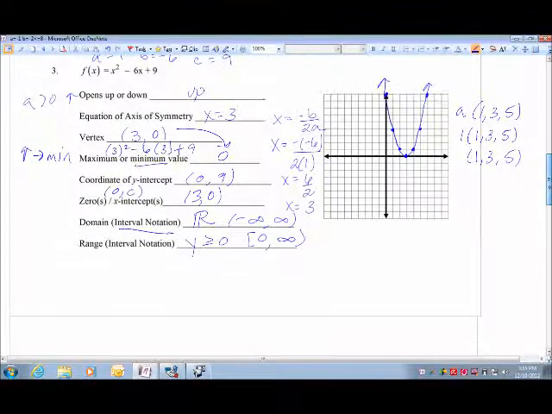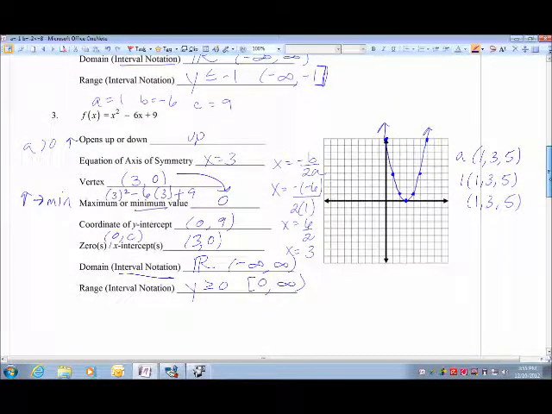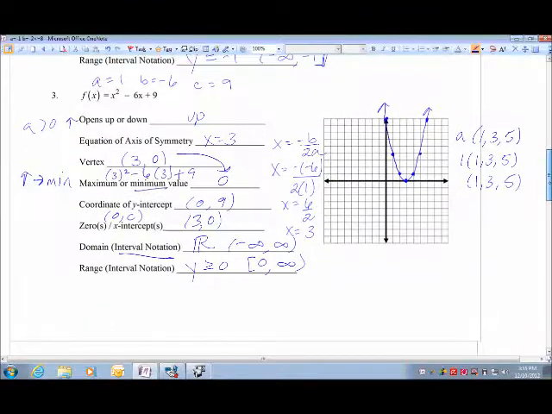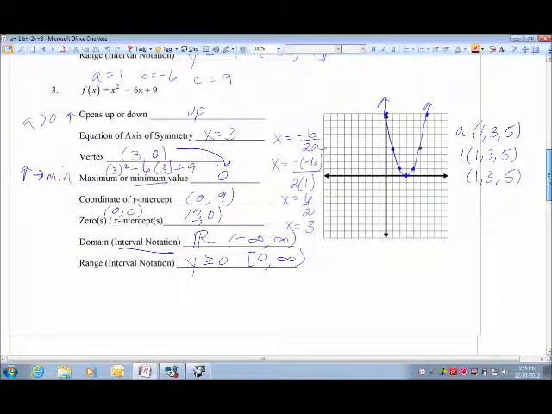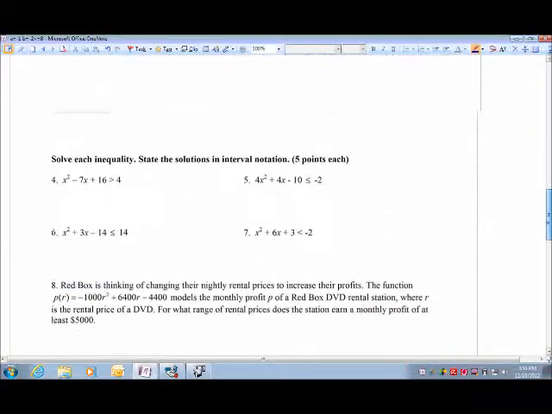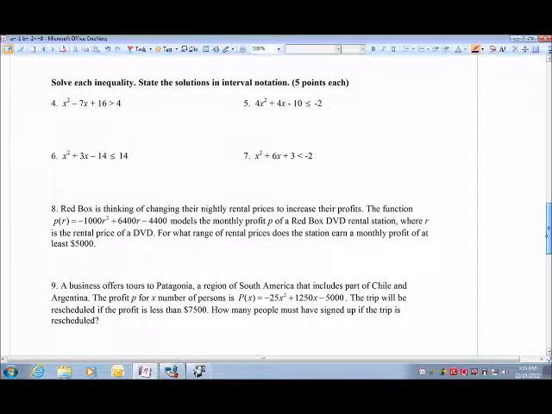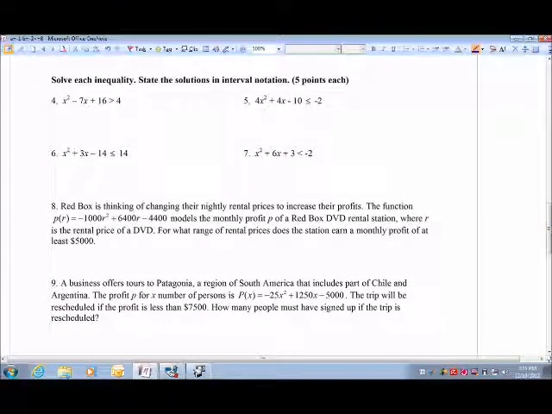Okay, so we've done the solving by graphing portion. Hopefully this is a review for you since we've had a test over this before. And now we're going to move on to the back page of our review where we're doing inequalities and application problems. So if this is a good breaking point for you, go ahead and pause this video.